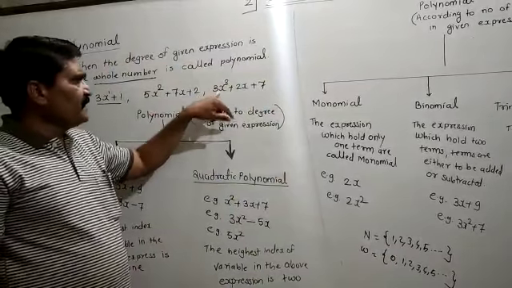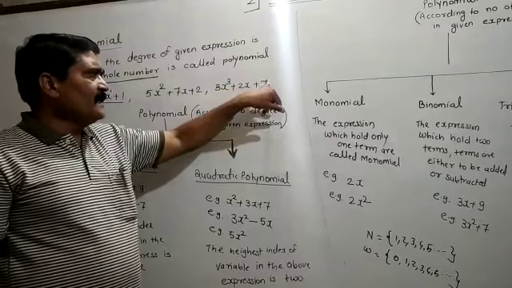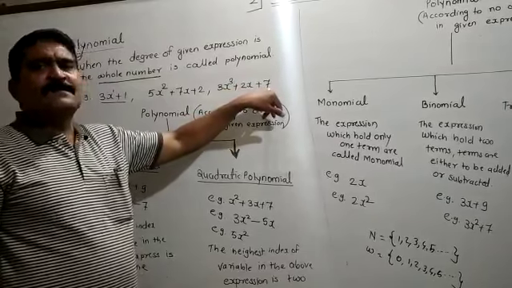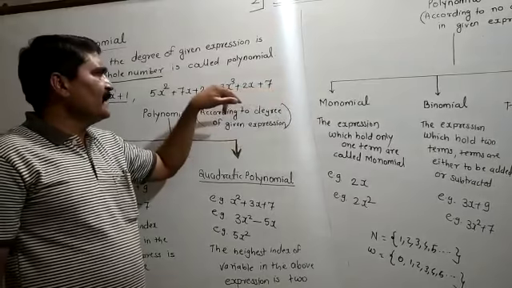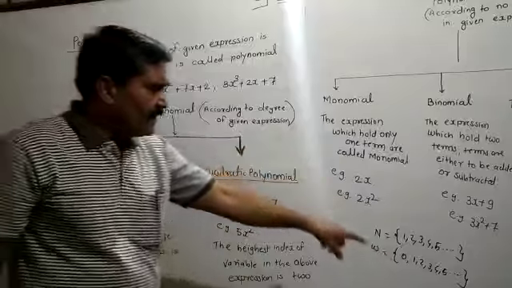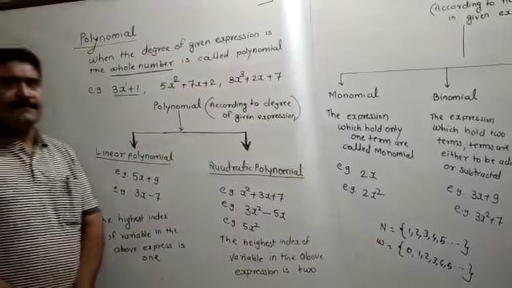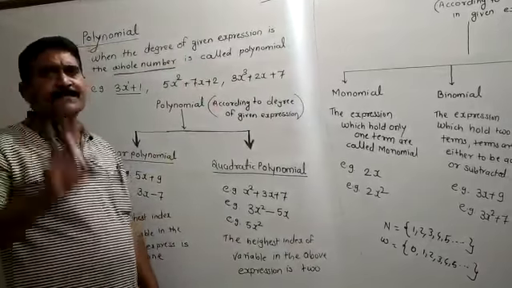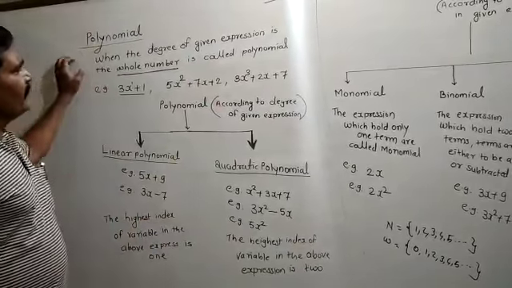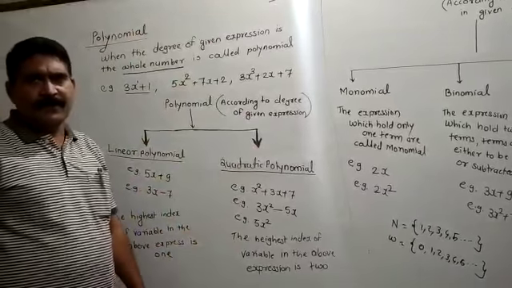Here the highest index of the variable is 3. The highest index of the variable is 1. The highest index of this constant term is 0. So you have to say that the highest index, meaning the degree of the polynomial, is 3, and 3 is the whole number. That's why you have to say that this is the polynomial. I think you understand the definition of the polynomial: when the degree of the given expression is the whole number, then the expression is called the polynomial.